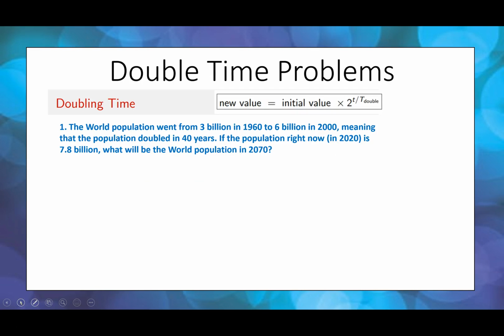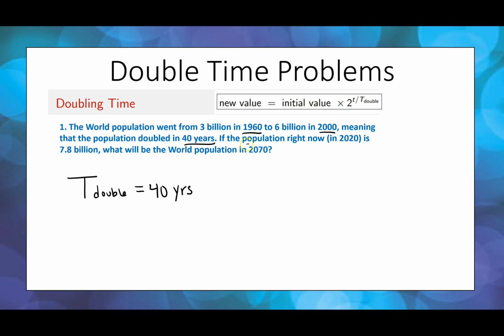Okay, here's our first problem. The world population went from 3 billion in 1960 to 6 billion in 2000. So do you see how that doubled from 3 billion to 6 billion? And that means that our population doubled in 40 years, because 1960 to 2000, that's 40 years. So we can say that our t sub double, we say sub because it's going to the bottom, our double time is equal to 40 years. It's taking 40 years for the population to double.